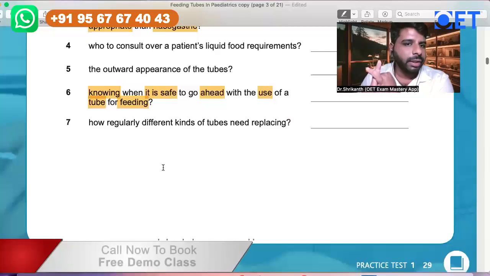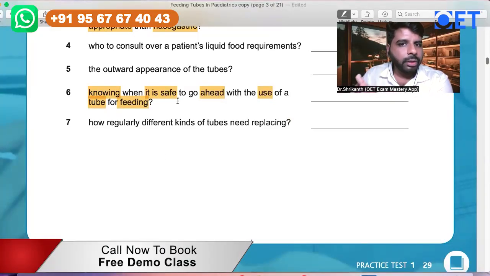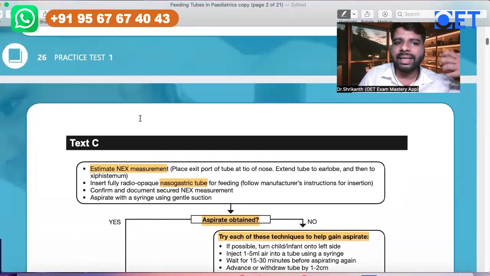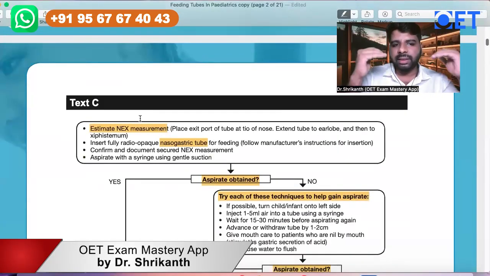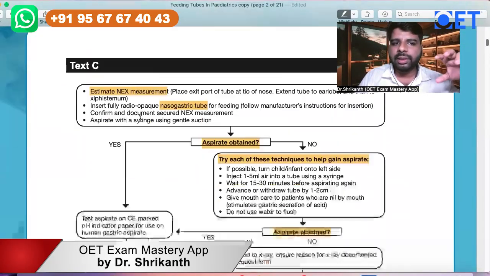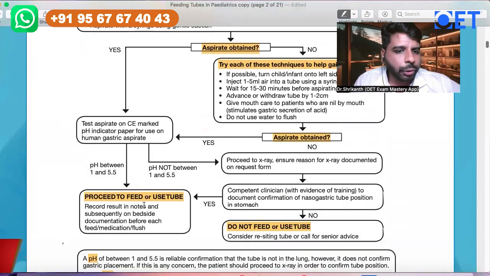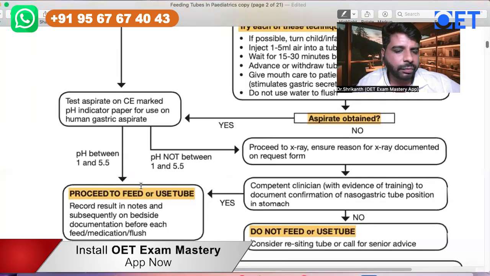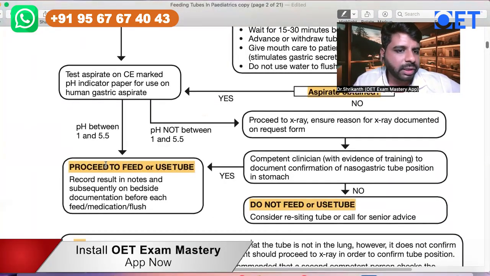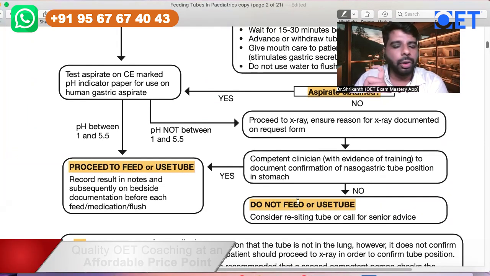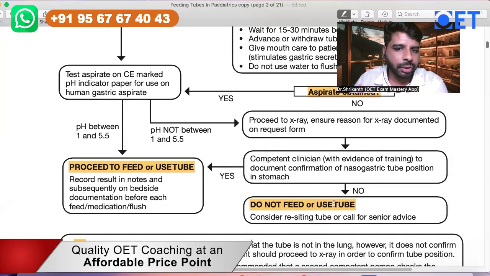Okay, so what are the keywords over here? The keywords are safe to go ahead with the use. So, safe use of feeding tubes. Here my intuition is telling me it is going to be in text C, because step 1, step 2, step 3, step 4, this is how certain steps are involved. Now you see over here, proceed to use. We have already read these headings. So what's the heading over here? Proceed to feed or use tube. So this is when we know it is safe to use, and if it is not safe to use, the information is over here.